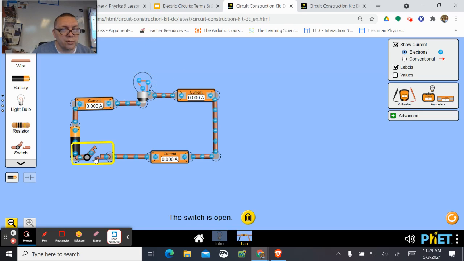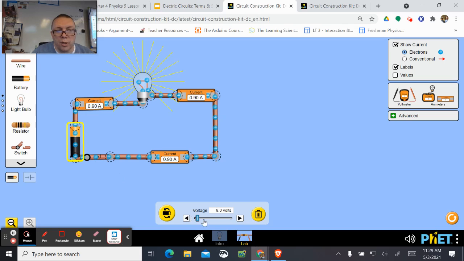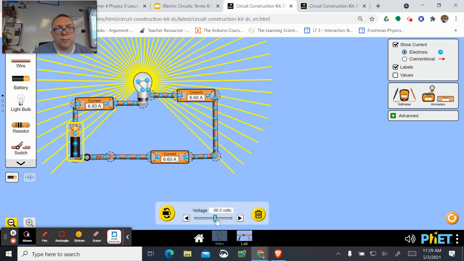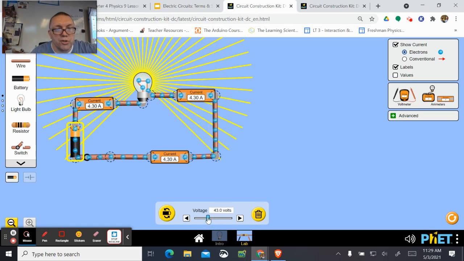Close the switch, and the charges have to go in this direction. That's really slow, because I have a bunch of tabs open. We'll do that so we can see the charges moving.